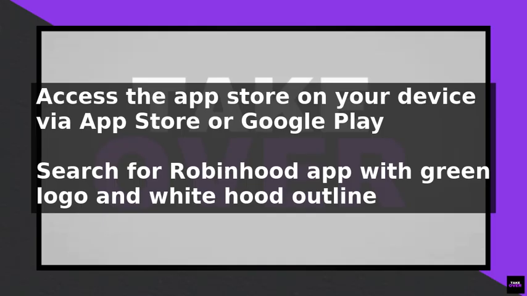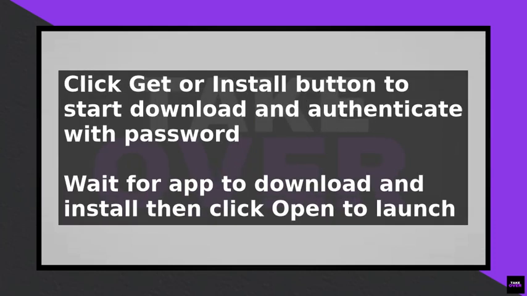Once you are in the App Store, type Robinhood in the search bar and select the Robinhood app from the search results. The app should have a green logo with a white outline of a hood. Click the Get or Install button to start the download process.